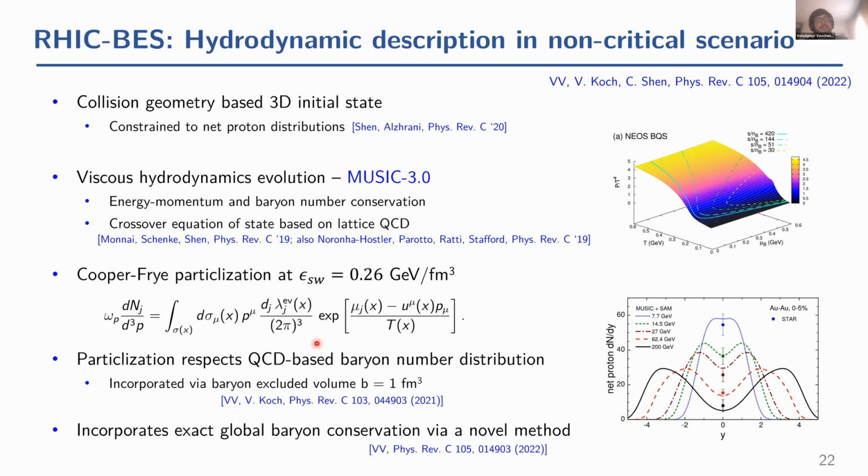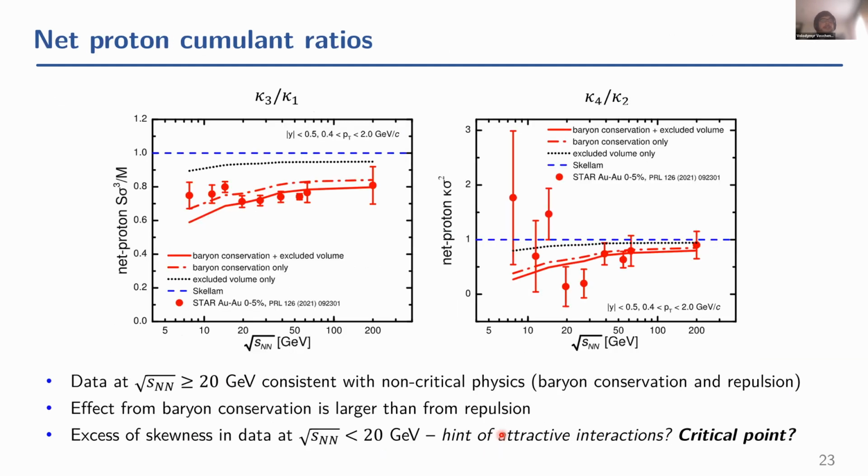This procedure is extended to incorporate not only mean numbers of particles, but also fluctuations which are consistent with the effect of baryon excluded volume on one hand, and on the other hand, we also perform a correction for the global baryon conservation. So for the correlations stemming from baryon conservation, the other essential non-critical contribution to proton correlations. And this is then the outcome of this dynamical modeling of proton fluctuations in a non-critical scenario.